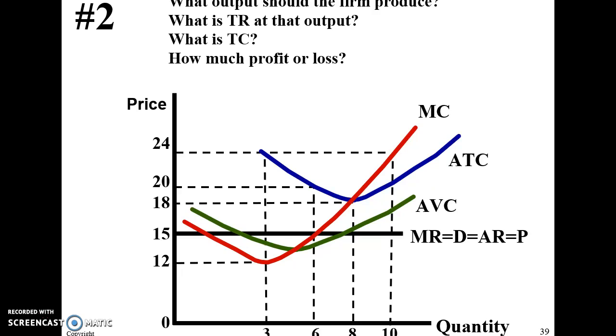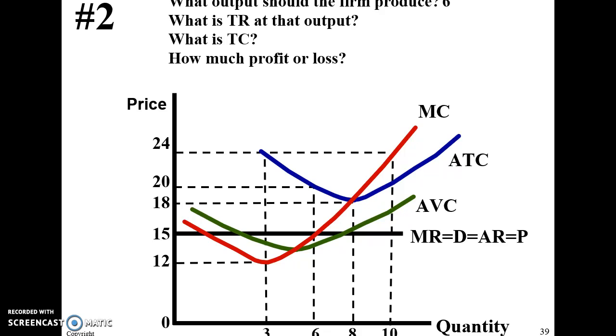What about this firm? Should it produce? Well, let's see. Marginal revenue equals marginal cost. I would say yes, it should produce at 6 units because it's covering its variable costs. It's not covering its fixed costs, but its fixed costs it's going to incur whether or not it produces. So in the short run, you would continue to operate at a loss for a short period of time.